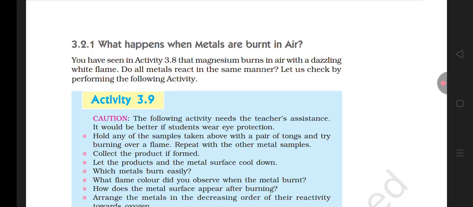Are the products soluble in water? So see, what is the activity? The activity is basically we have to collect the samples and burn them, to see whether they burn easily. When you see this, how does the metal surface appear while burning? It appears white silver color, right?